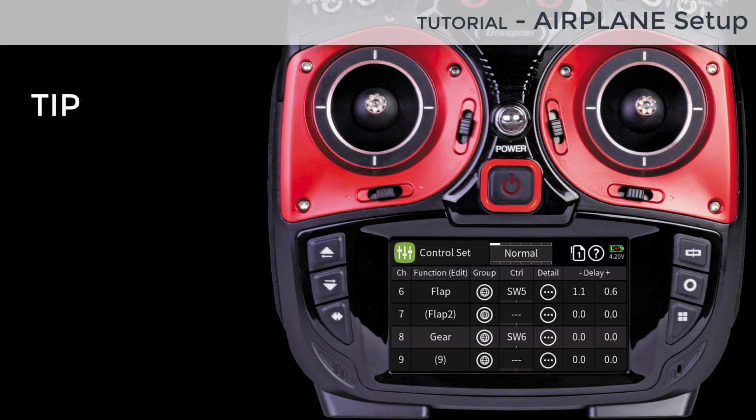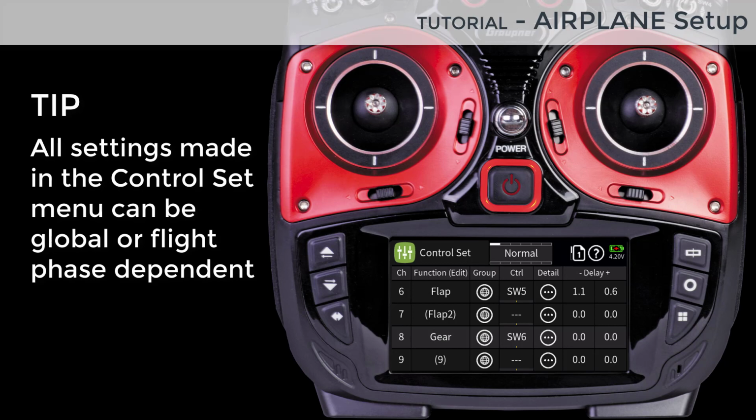Note that when viewing the channel control assignments, we do not duplicate the controls on the same channel. For example, flaps on channel 6 have switch 5 already assigned, which will control the other flap surface on channel 7, without reassigning the same control. This applies to all dual control settings, such as aileron and flaps.